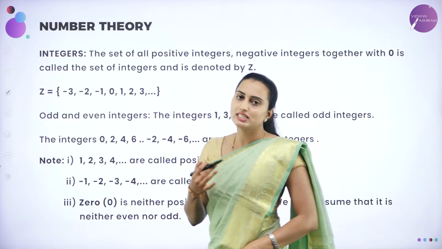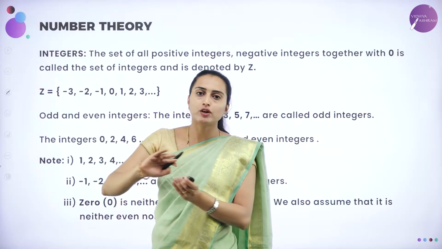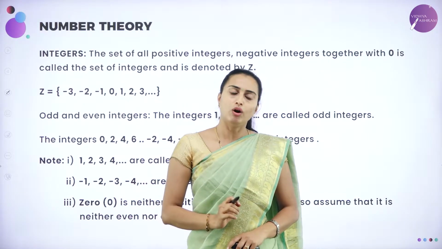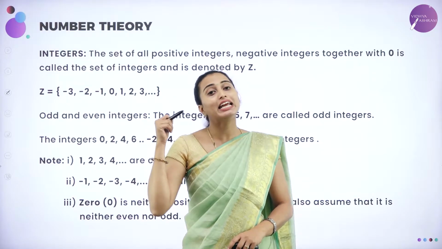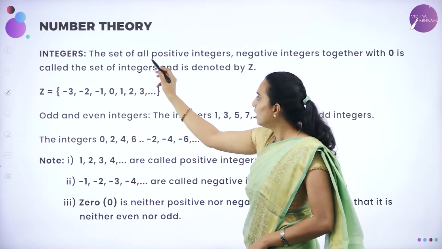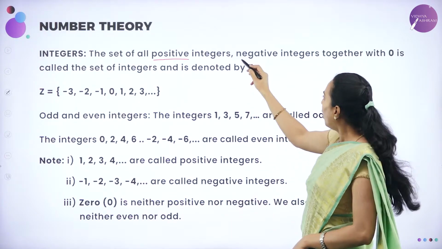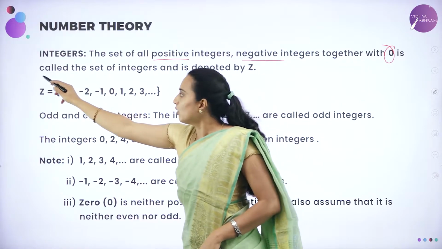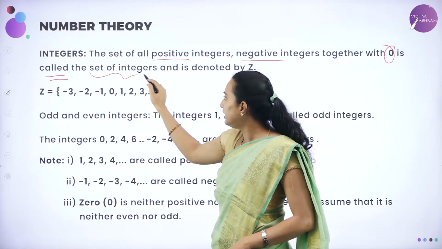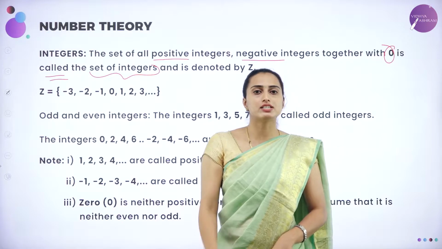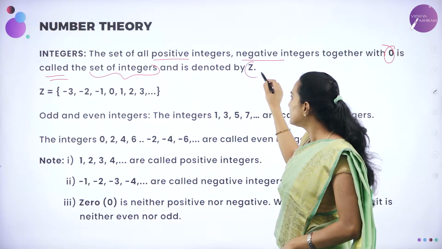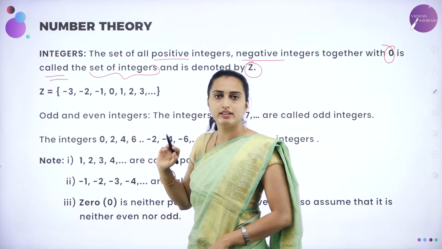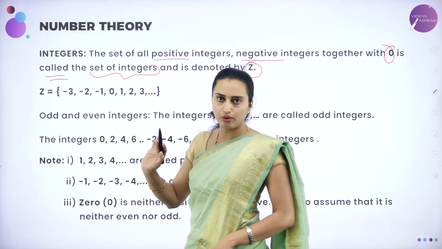Ma'am, what do you mean by this integers? Set of all positive numbers, set of all negative numbers, along with the 0, you are going to have it as set of all integers. Here, all positive integers, all negative integers together with 0 is going to be called as set of integers, and set of integers is denoted by the letter Z. And we are going to write the elements of Z as like. First we are going to write it as 0 here.